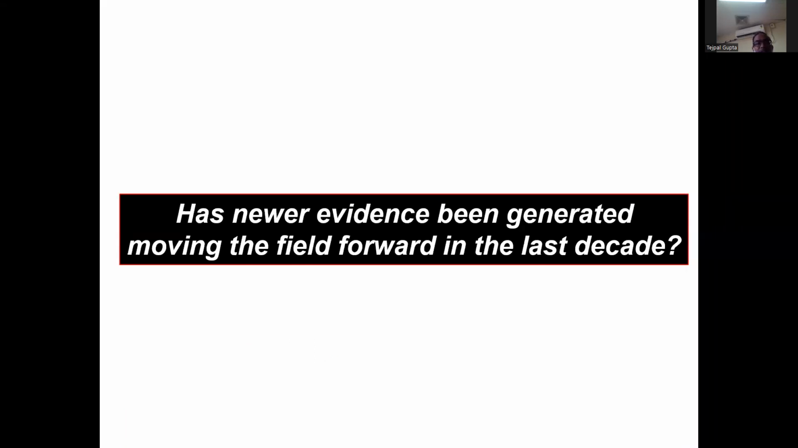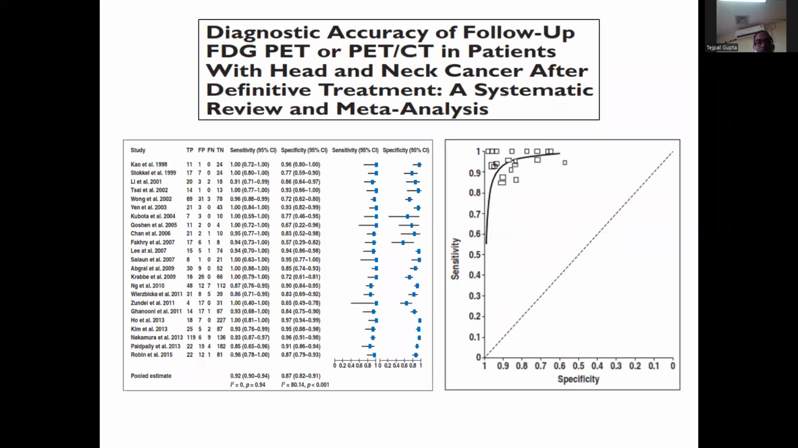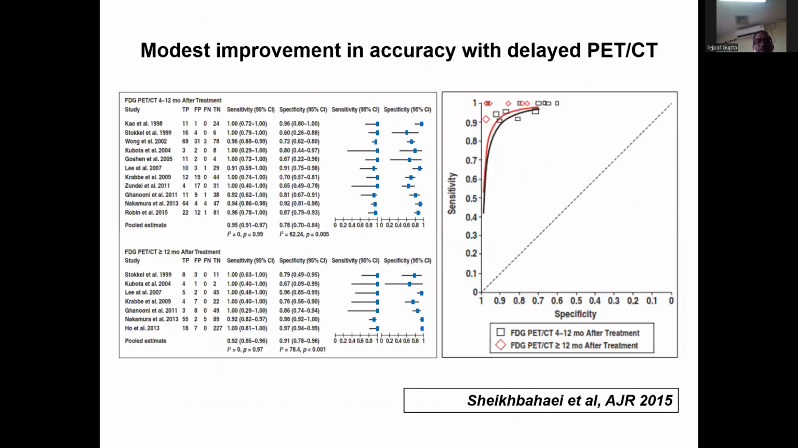Now, has newer evidence been generated moving the field forward in the last 1 decade? As I said, we published the meta-analysis in 2011 and more than 10 years have elapsed since then. So yes, there are a couple more meta-analyses. This was published in 2015, where they looked at diagnostic accuracy of FDG PET or PET CT in patients with head and neck cancers. Again, you can see that the pooled estimates of sensitivity and specificity are in the high 80s, and the SROC curve is also showing good area under the curve.